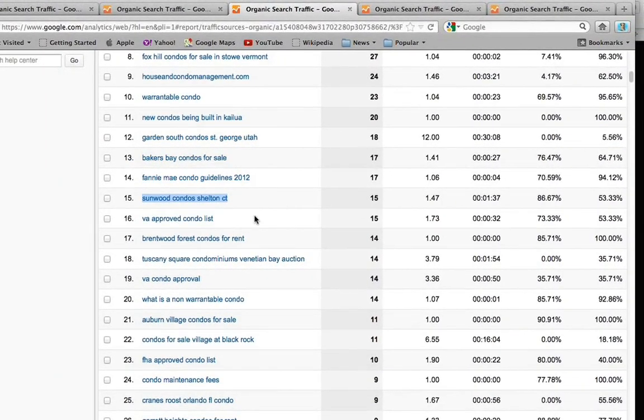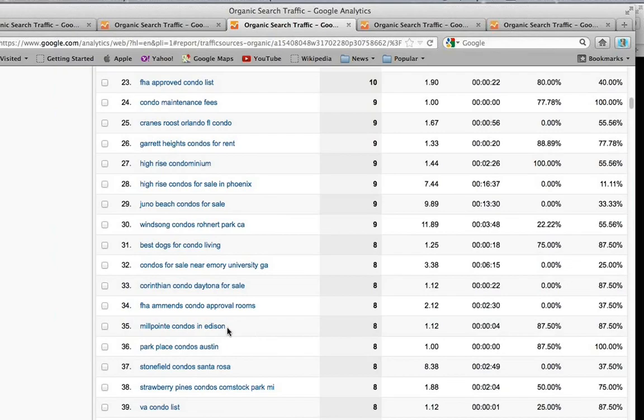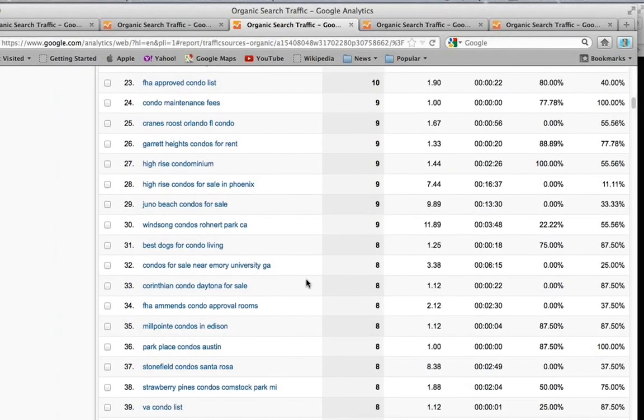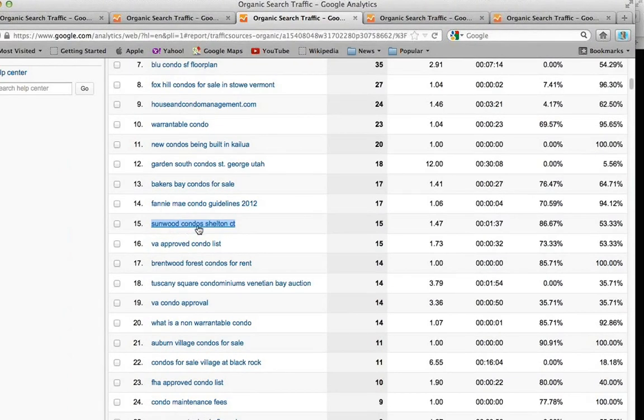Baker's Bay condos for sale, Sunwood condos. I mean, there's just all kinds. Park Place condos in Austin, the Mill Point condos in Edison. We just see all these kinds of searches that are being done. Let's go off here and look at the Sunwood condos in Shelton, Connecticut.